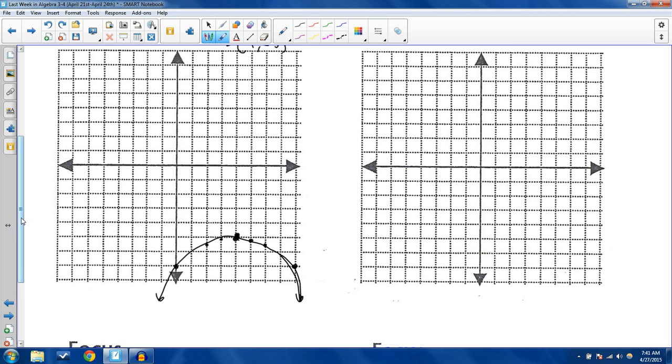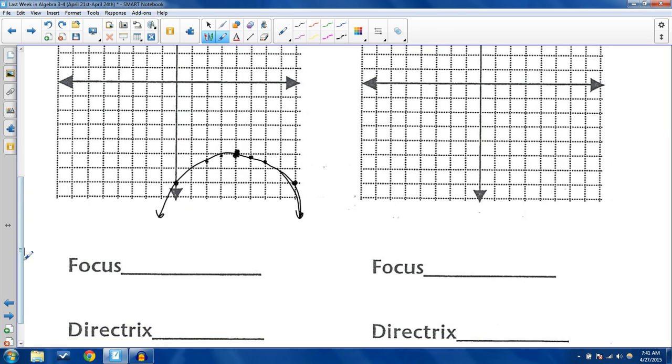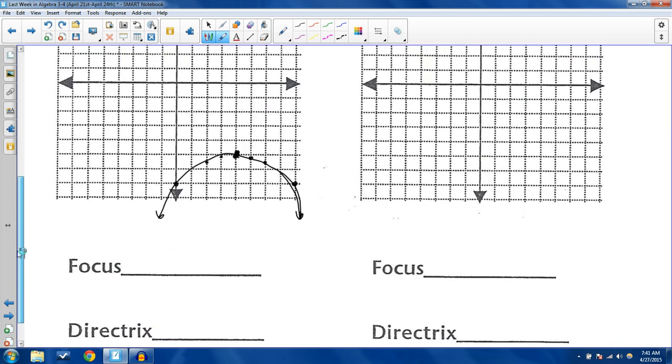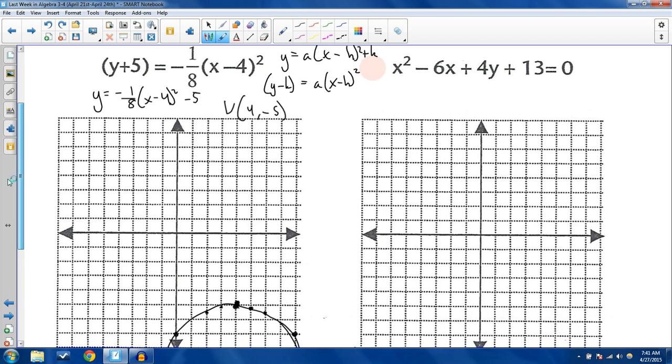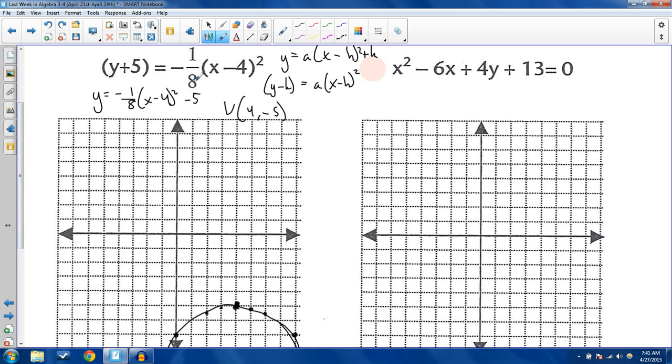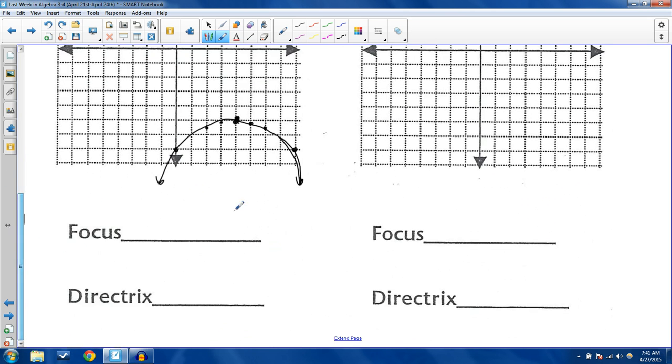Now, we have to find focus and directrix. Focus, we have to find the point, not just the C value, but to do that we need C. To use C, we have to use A. Our A is negative 1/8. So our C value is 1 over 4 times negative 1/8, 1 over 4A. So that's 1 over negative 1/2, which is negative 2.